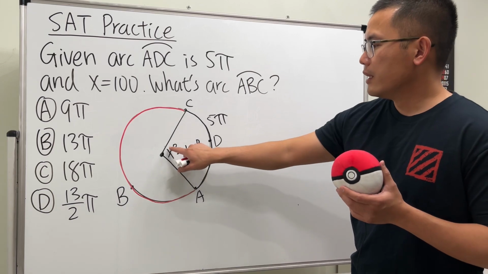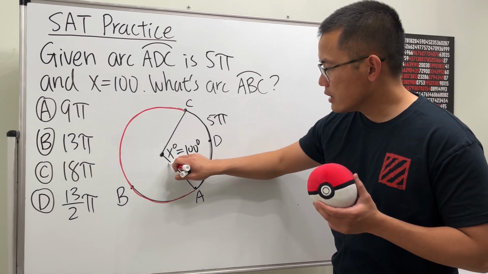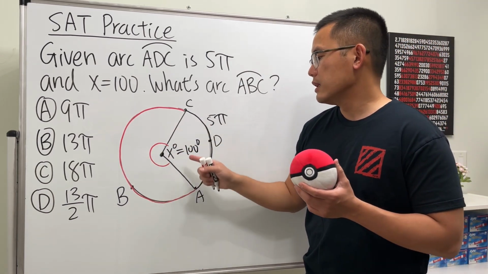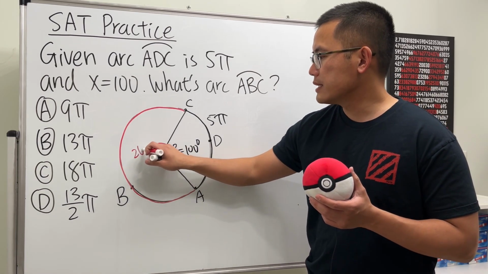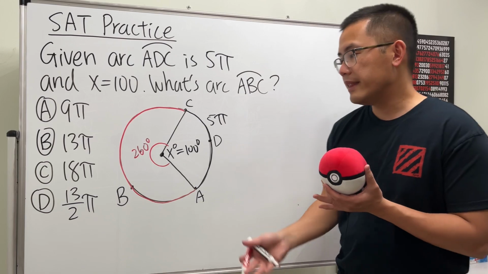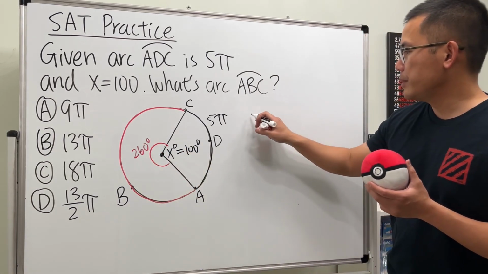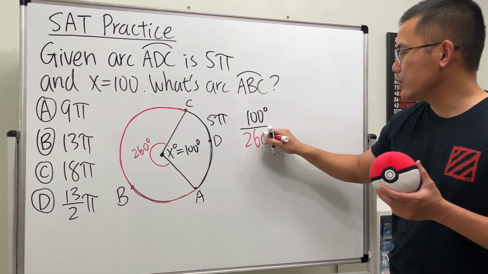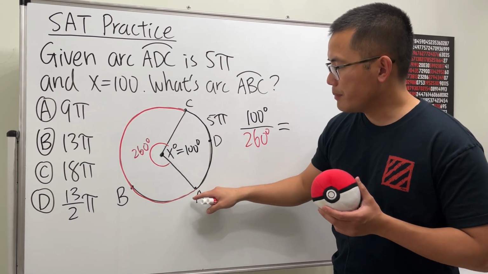Here's the deal. This angle is 100 degrees already, and if you look at the remaining portion, the whole circle is 360 degrees. This is 100 already, so 360 minus 100, we get 260 degrees. And now we can set up the ratio. We know this divided by that, so let me put down 100 degrees over 260 degrees. It will be this right here divided by that.